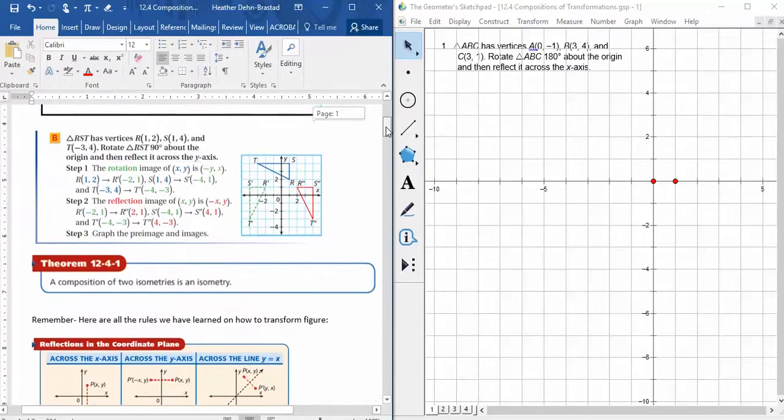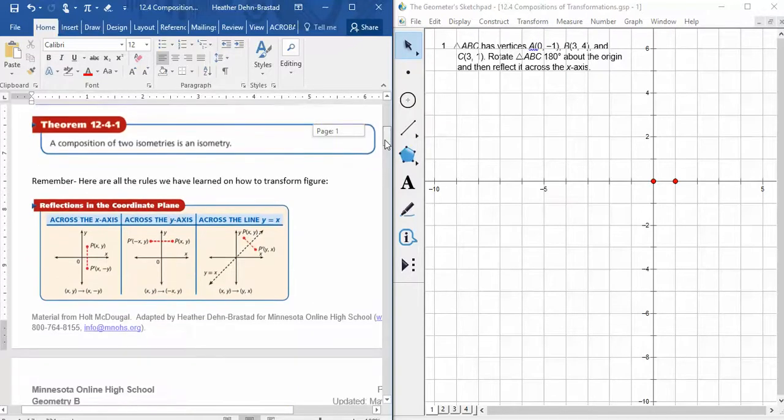And then example B here is when they took a triangle and they first rotated about the origin and then they reflected that transformation across the y-axis. So more than one thing can happen at a time, and do them in the order that they tell you to. And I have on here all of the rules, so you can go back and look those up for reflections, translations, and rotations.